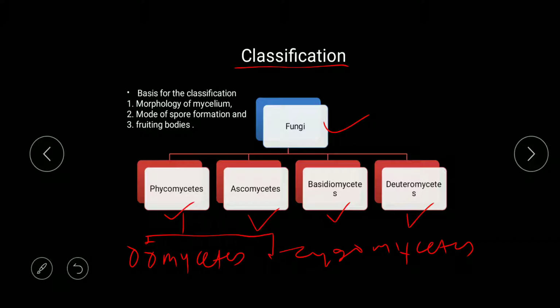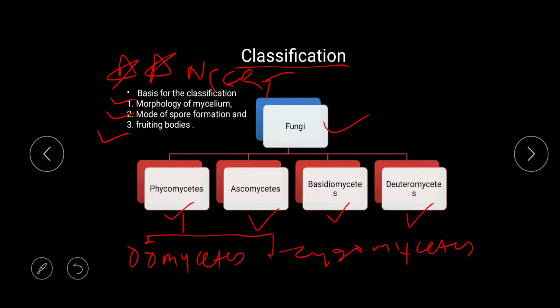Now in this slide, you should understand the question which they usually ask. They usually ask what are the bases of classification. The basis of classification is first the morphology of mycelium, that is which type of morphology of mycelium is there; mode of spore formation, which type of spore they produce and what is the mechanism for that; and if they form a fruiting body, what is the term for that fruiting body and what different types of fruiting bodies are formed. These three things are the basis of classification for the whole group, and we will study these three things in all. This is the NCERT statement, and they usually ask it, so it is an important topic. Please remember the basis of this classification.